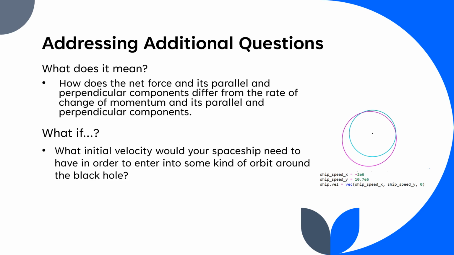The initial velocity my spaceship would need to enter into some kind of orbit around the black hole would have to be lesser in magnitude in the x direction, and greater in the y direction in order to fall in more vertically, and after some trial and error I was able to produce an initial velocity of -2 times 10 to the 6, 10.7 times 10 to the 6, 0 meters per second.